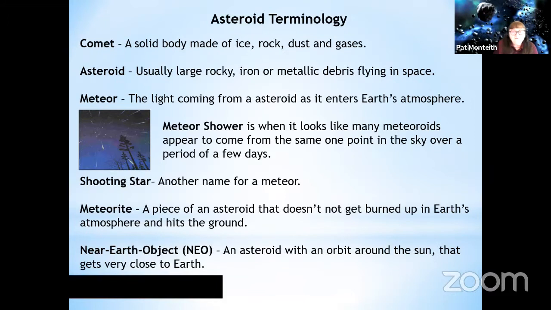And when you see a lot of meteors coming at you at once from the same point in the sky, usually over a period of a few days, that's called a meteor shower, like you see here. And if a piece of the asteroid doesn't get burned up as it's entering the Earth's atmosphere and hits the ground, it's called a meteorite. And then there are near-Earth objects. And these are asteroids with an orbit around the sun that gets very close to Earth. And we'll talk about those in a minute too.